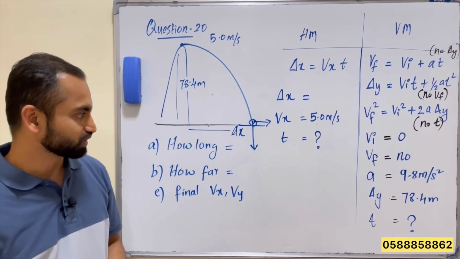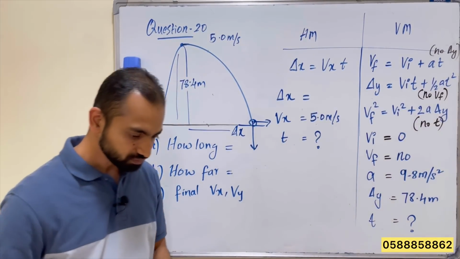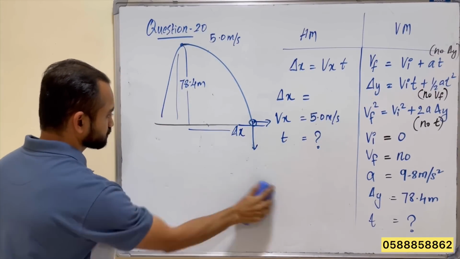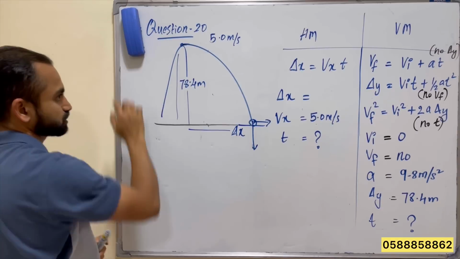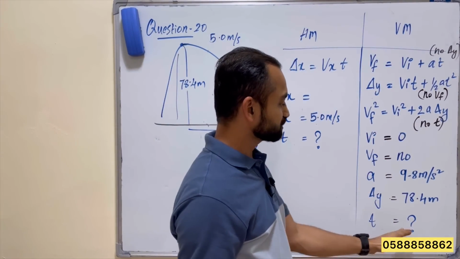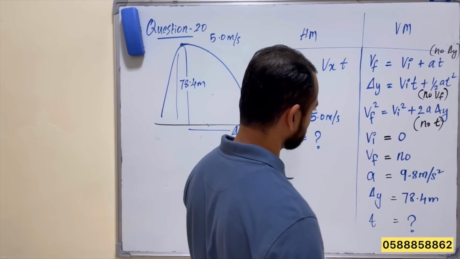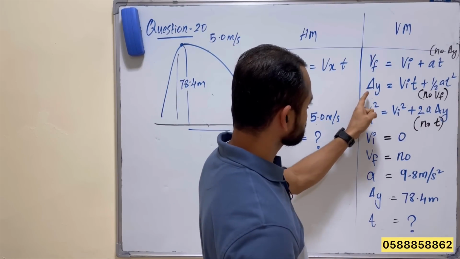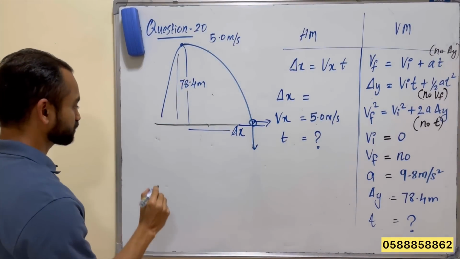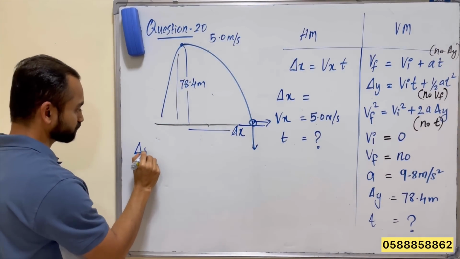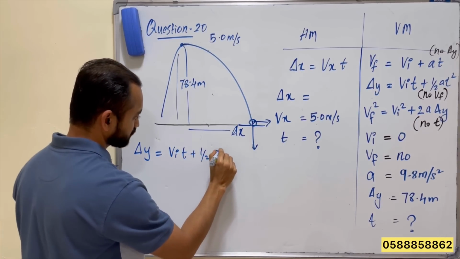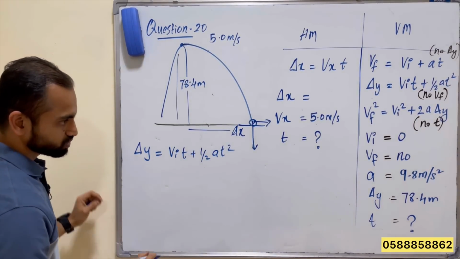If there is no final velocity, which equation will you use? If there is no final velocity, then in the equation final velocity should not be there, and time should be there, because you need to calculate the time. Which is that equation? We will select the second equation: delta y is equal to initial velocity into time plus half multiplied by acceleration multiplied by time squared. So what is delta y?